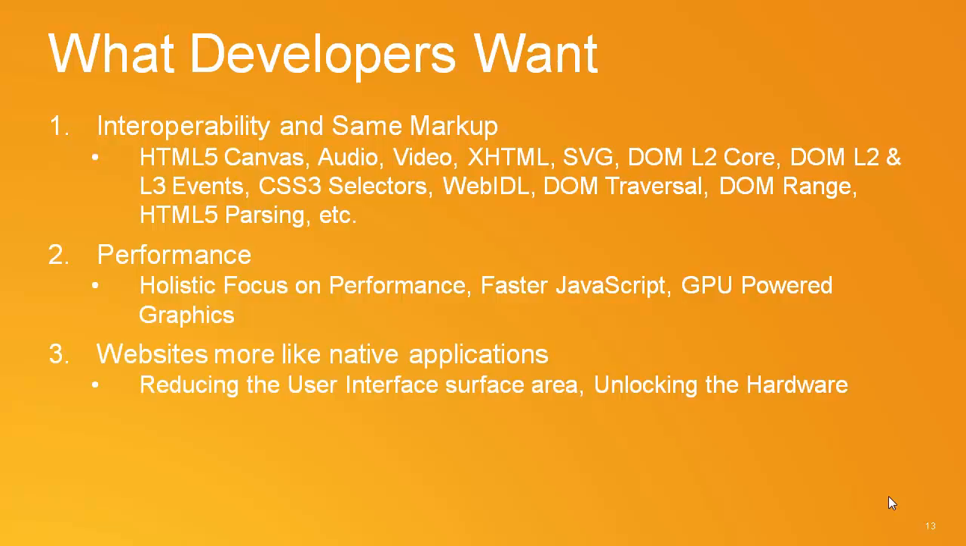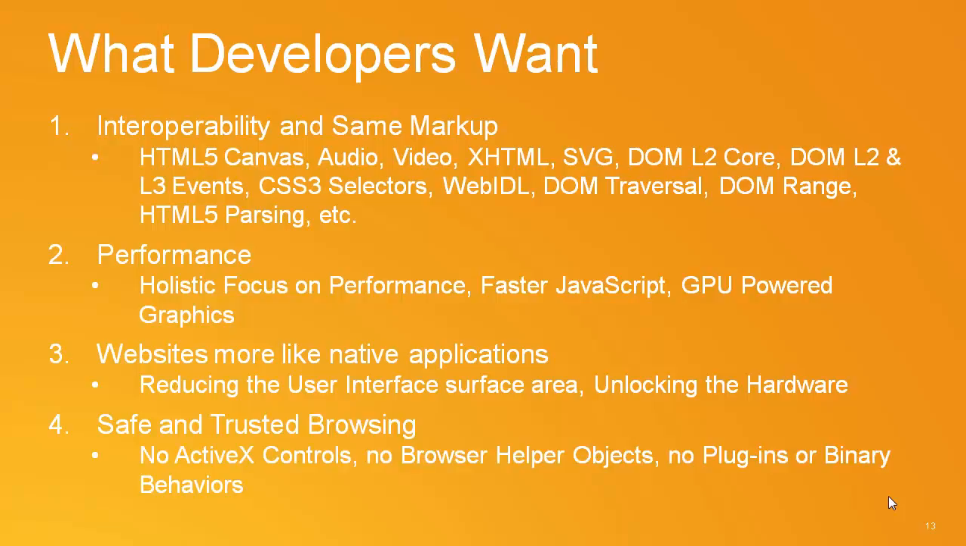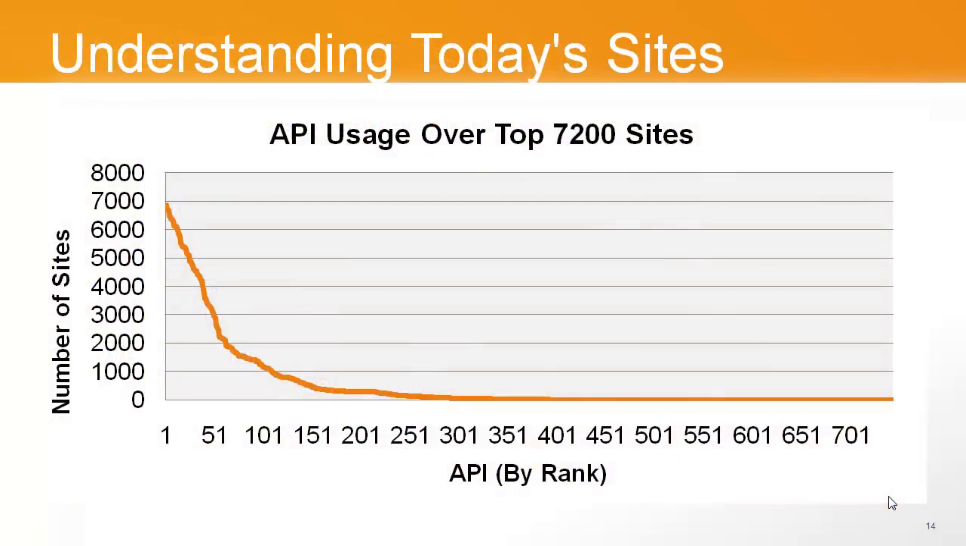And the number three was for websites to feel, look and behave more like native applications. And this is reducing the user interface space area. It means removing the chrome, unlocking the hardware. That way we as developers can have access to sensors and all of these rich and great things that sit beneath in the hardware. And the number four is safe and trusted browsing. No ActiveX controls, no browser helper objects, no plugins, no binary behaviors, just a native web and cross-platform compatible experience. And that's what the team wanted to deliver with this new version.